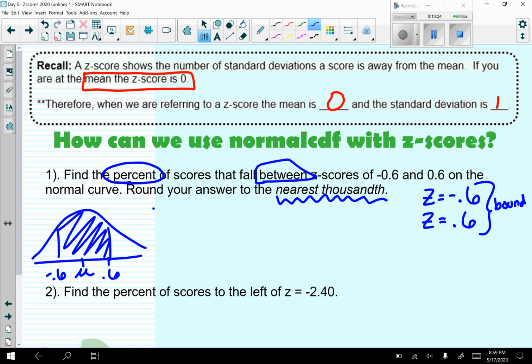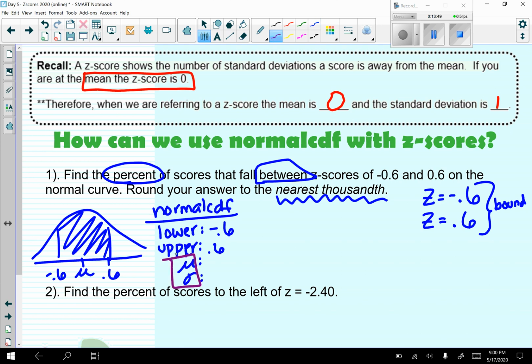So remember, for normal CDF on the calculator, you need 4 pieces. You need a lower, an upper, a mu, and a sigma. So my lower is -0.6, my upper is +0.6. And when you are using z-scores, these last 2 pieces will always be the same. They will always be 0 and 1.